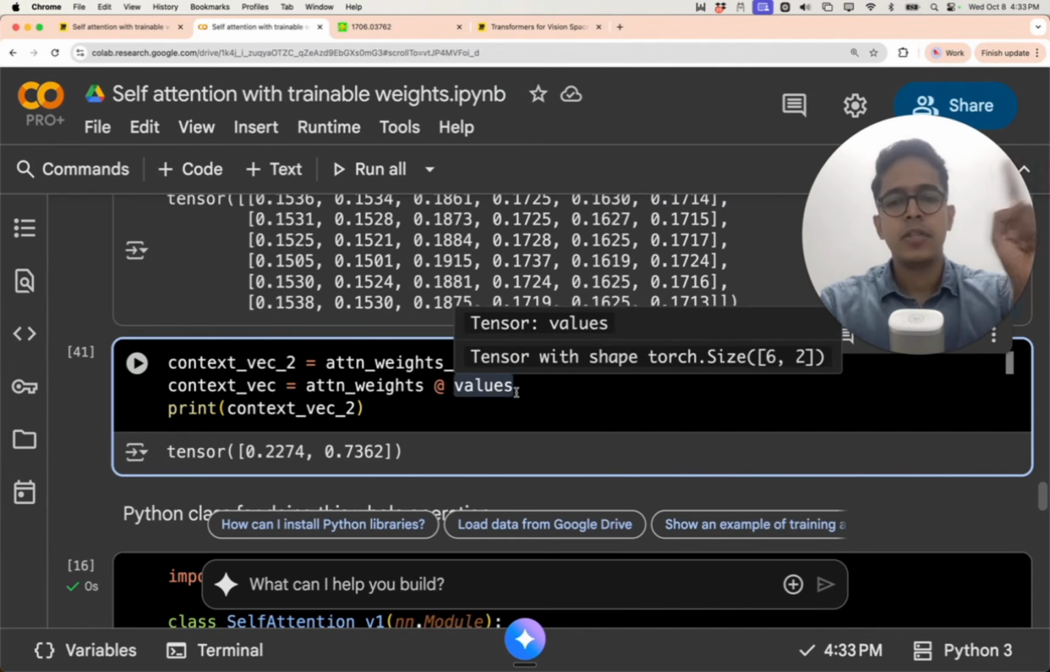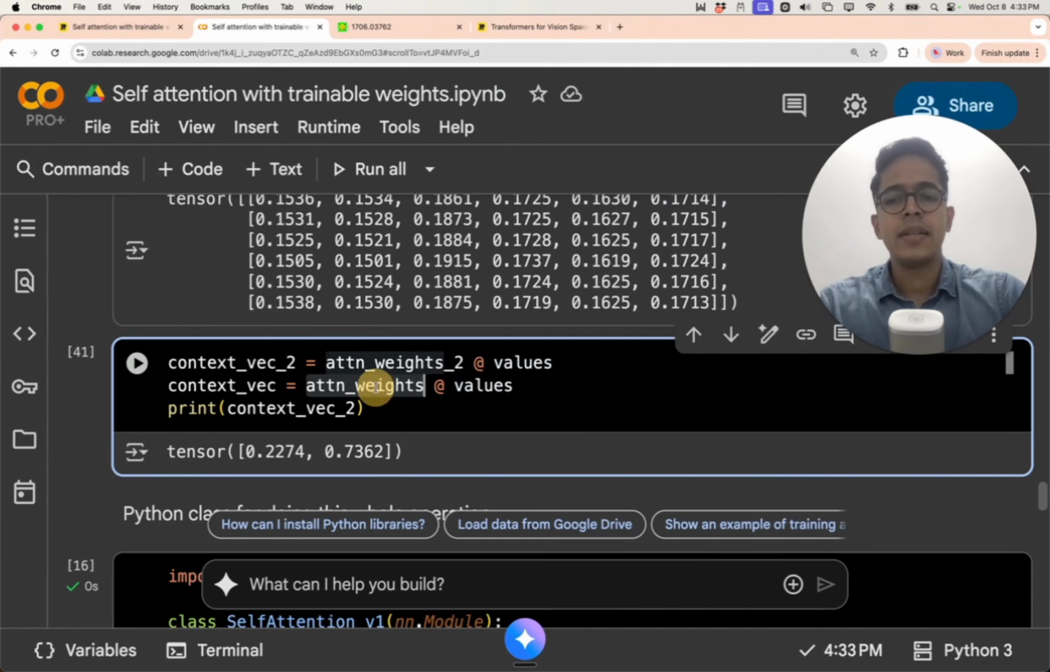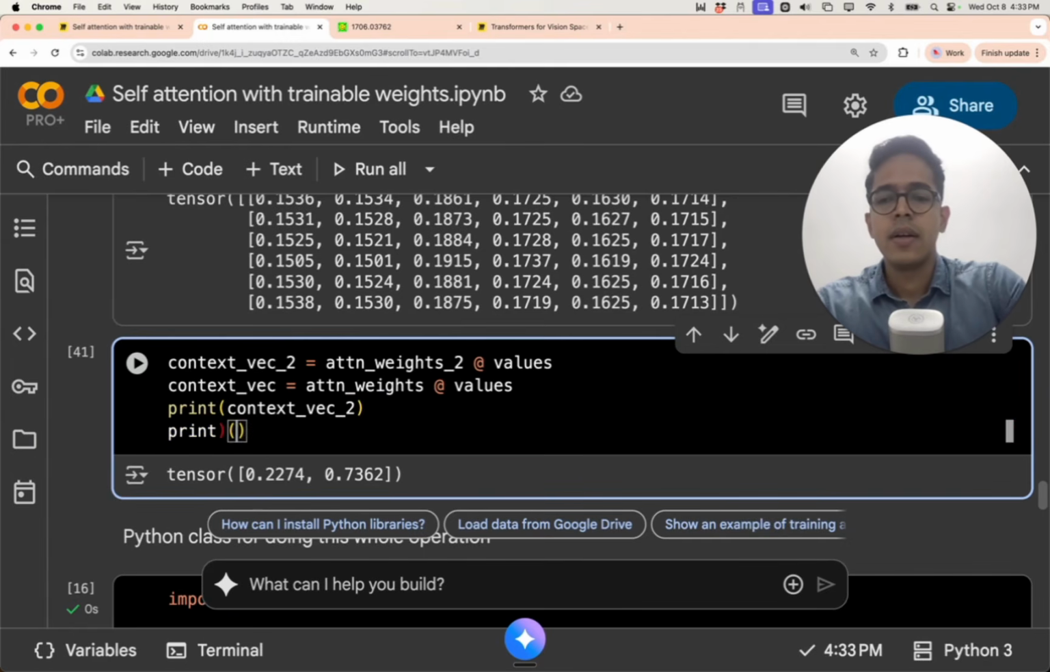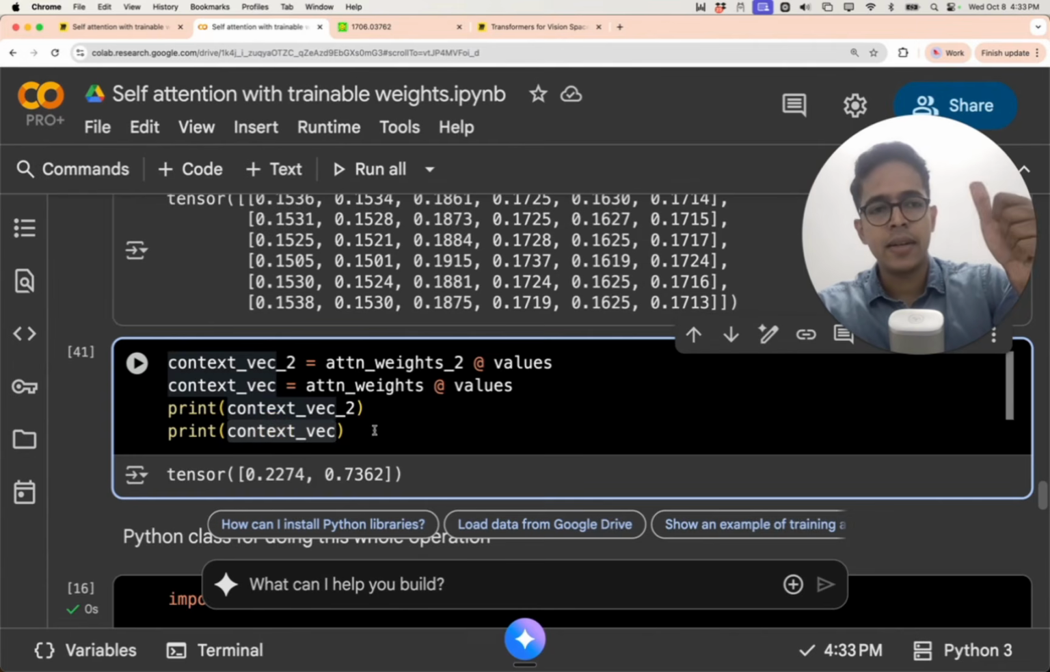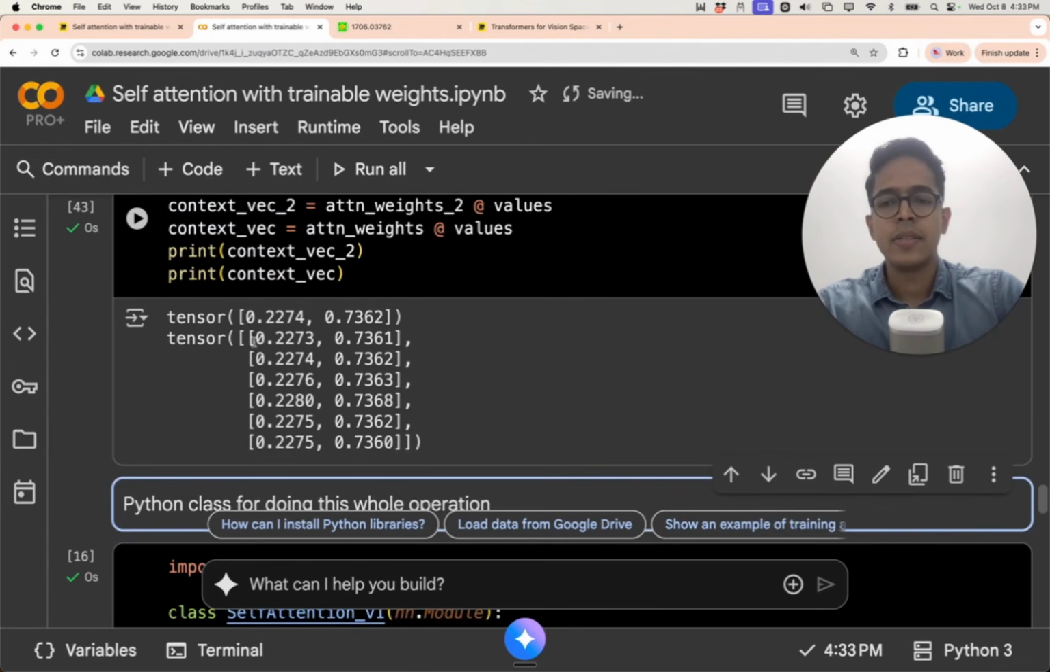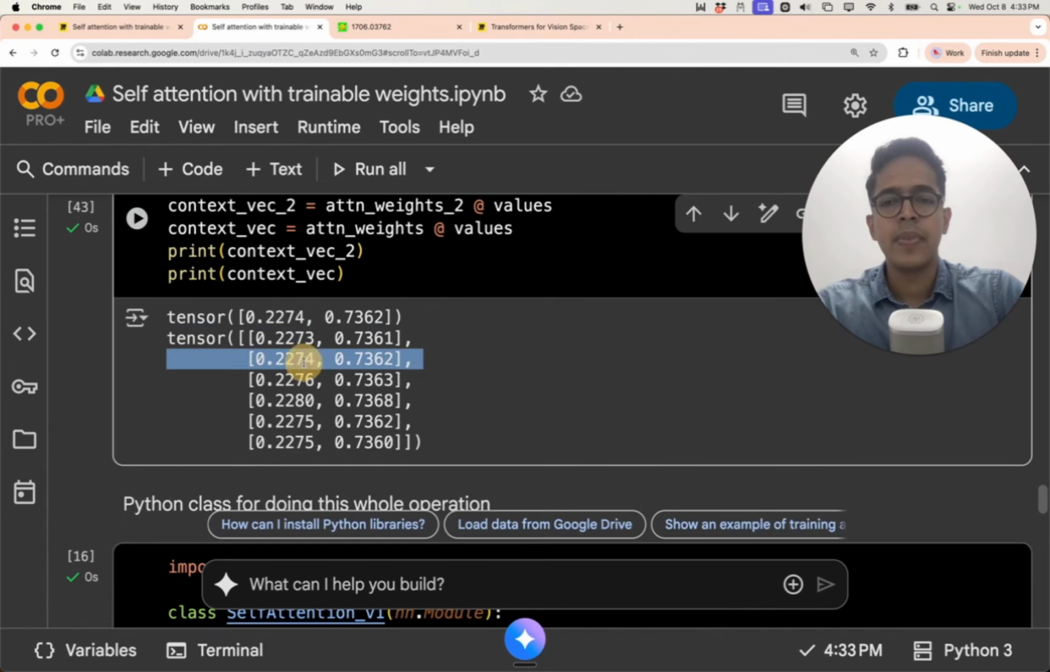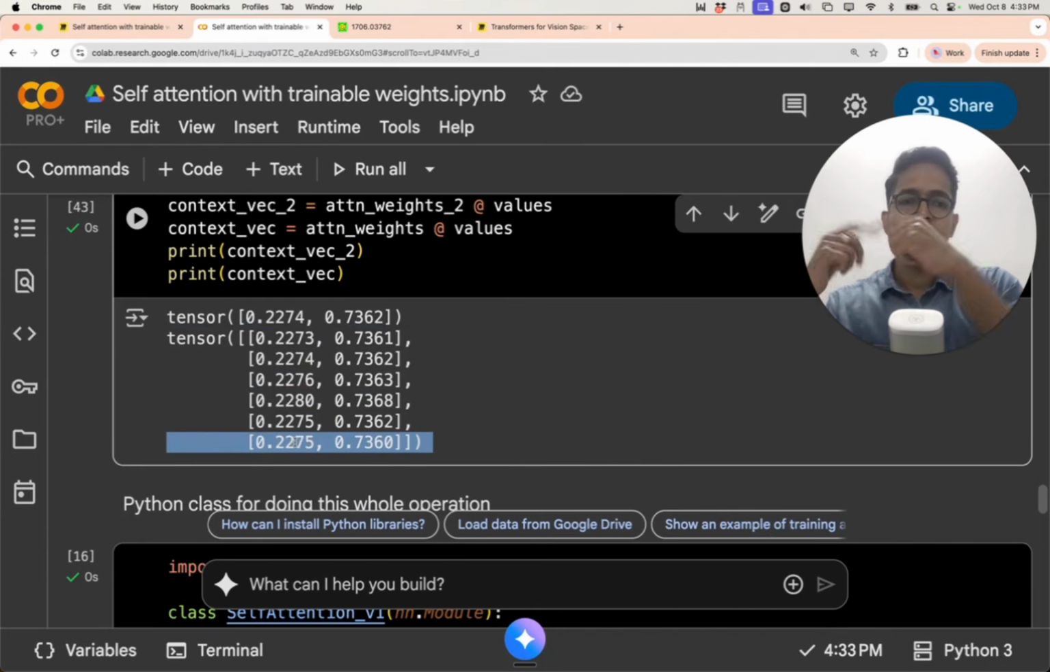So values matrix was 6 by 2. Attention weights is 6 by 6. So a 6 by 6 matrix multiplied by a 6 by 2 matrix results in a 6 by 2 matrix. And I can print just the context vector. So this should be what? I should have 6 vectors of dimension 2. It should be 6 by 2. So if I print this, this is 6 by 2. This is the context vector for each of the words. So at the starting, we had 6 input vectors, each 3 dimensions. Now we have 6 context vectors, each 2 dimensions.